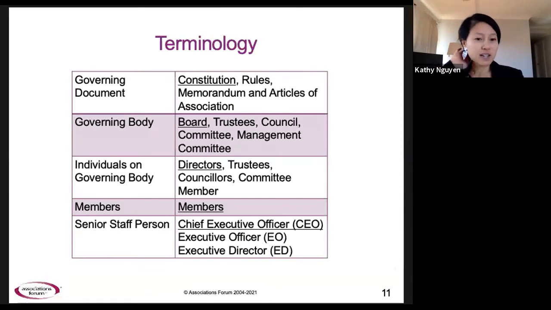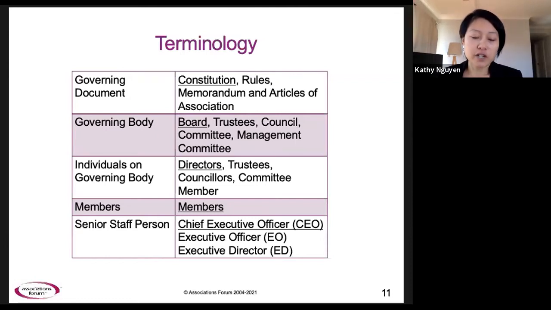Okay, now I just want to clarify some terminology before I move on to the next few slides, because we're going to be talking a lot about these particular words. I will refer to a constitution, which is the governing document for any association. And there are various names for this particular document. Some associations call it rules, some call it memorandum and articles of association, which is actually a very outdated term. So when we do a constitution review and we see that, we know that the document hasn't been updated for a number of years.